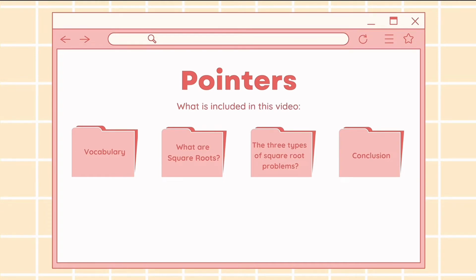To give you a brief introduction to this video, I'll give you a couple pointers that I will mention. Number 1, vocabulary. There will be a lot of words that I will constantly say. Number 2, what are square roots? What is an example of when we will use square roots? Number 3, the 3 types of square root problems I'll be explaining are regular square roots, how to simplify square roots, and lastly, negative square roots. There are many more than just 3, but as an introduction to square roots, I will mention the basic ones. And conclusion, just to sum up everything that I've already said.